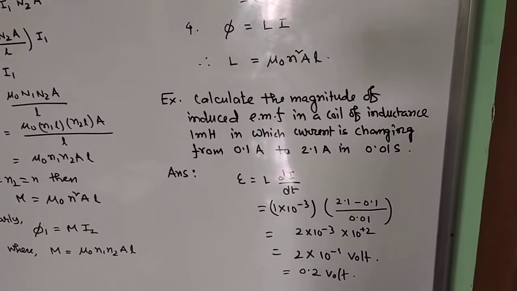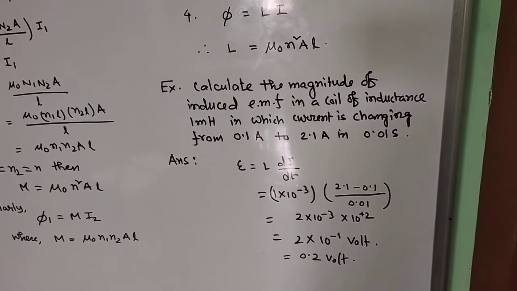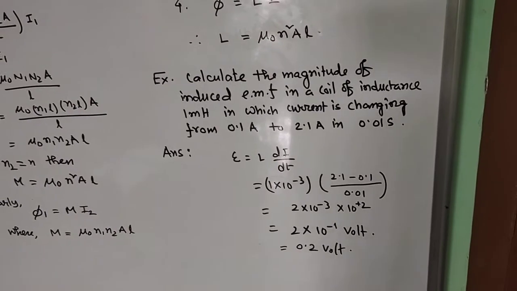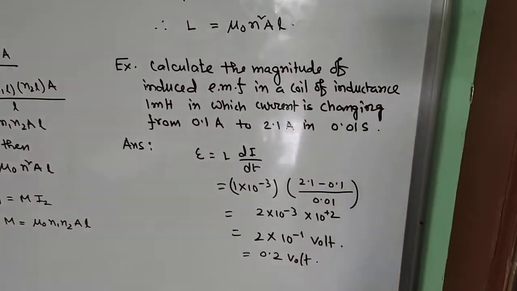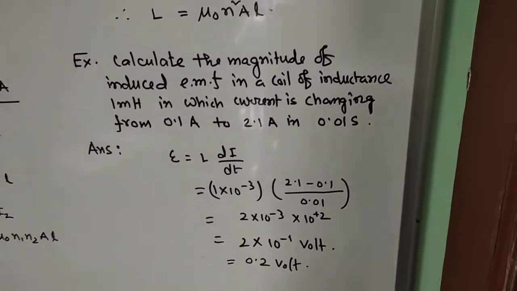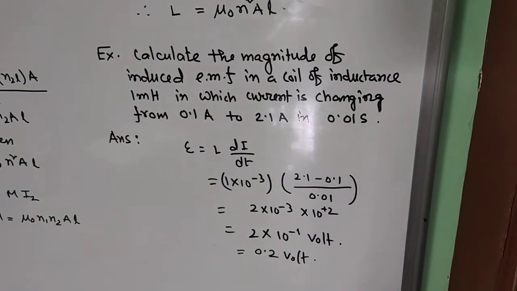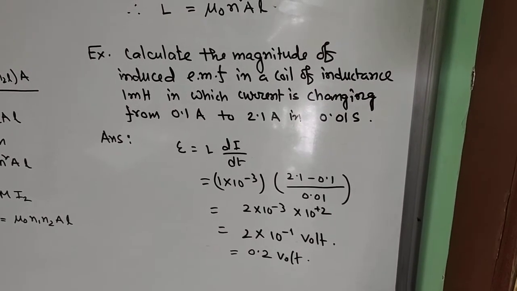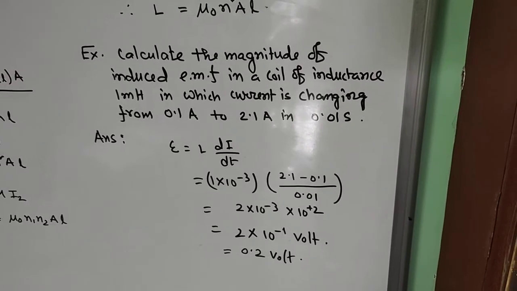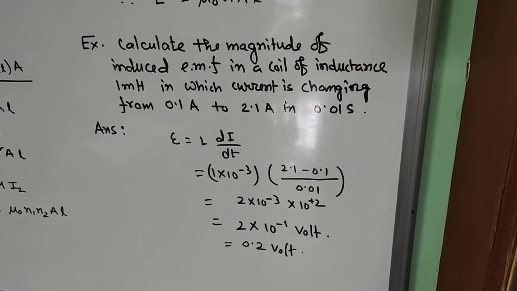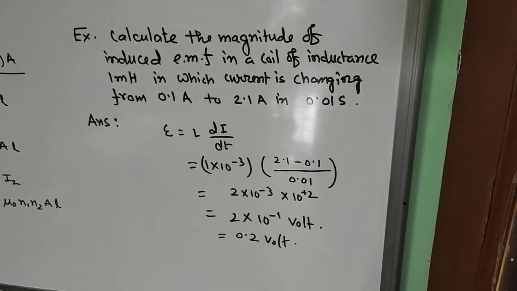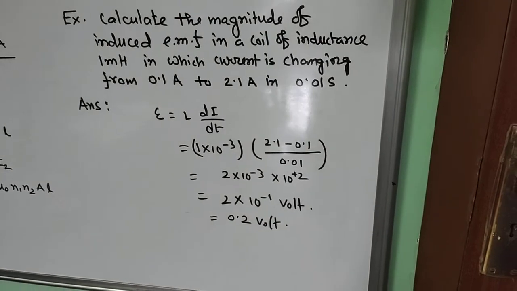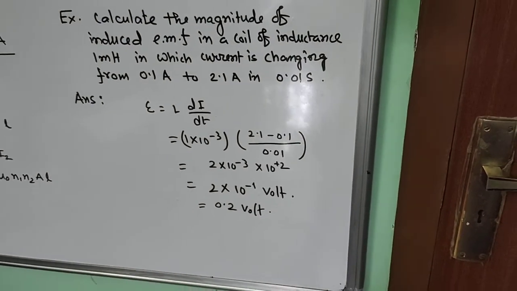Calculate the magnitude of induced EMF in a coil of inductance 1 millihenry in which current is changing from 0.1 ampere to 2.1 ampere in 0.01 second. So we are going to use this expression directly, E equal to L di by dt. L is given as 1 millihenry, it means 1 into 10 to the power minus 3 henry, and change in current is 2.1 minus 0.1, and change in time is 0.01. So it comes out here 2 into 10 to the power minus 3 and 10 to the power 2. So 2 into 10 to the power minus 1 volt. So it comes out to be 0.2 volt.